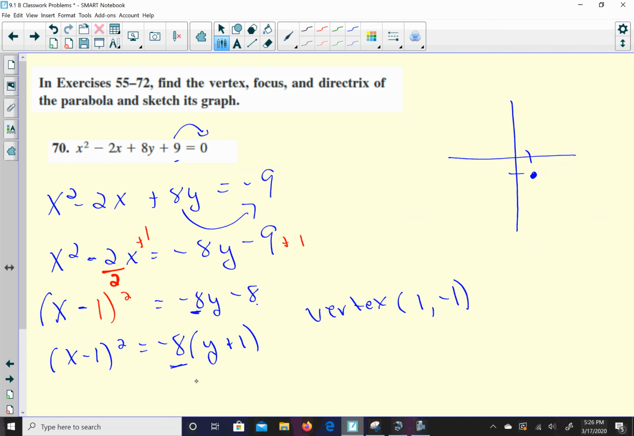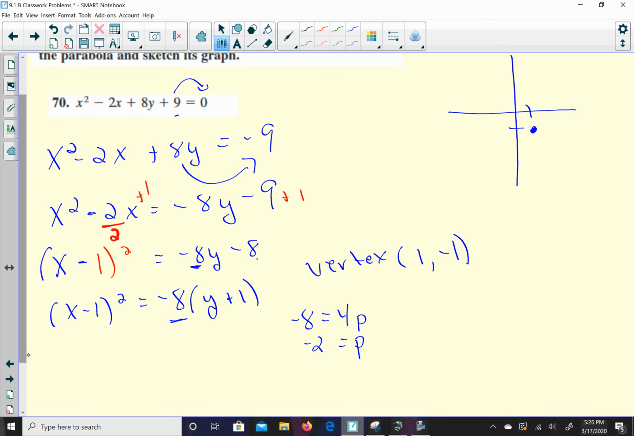This -8 is equal to 4p, which means p is equal to -2. That's the distance between my vertex and my focus. Since the x is squared, I know it's going to open up or down. Since this is negative, I know it's going to open down. So my parabola is going to do something like this.